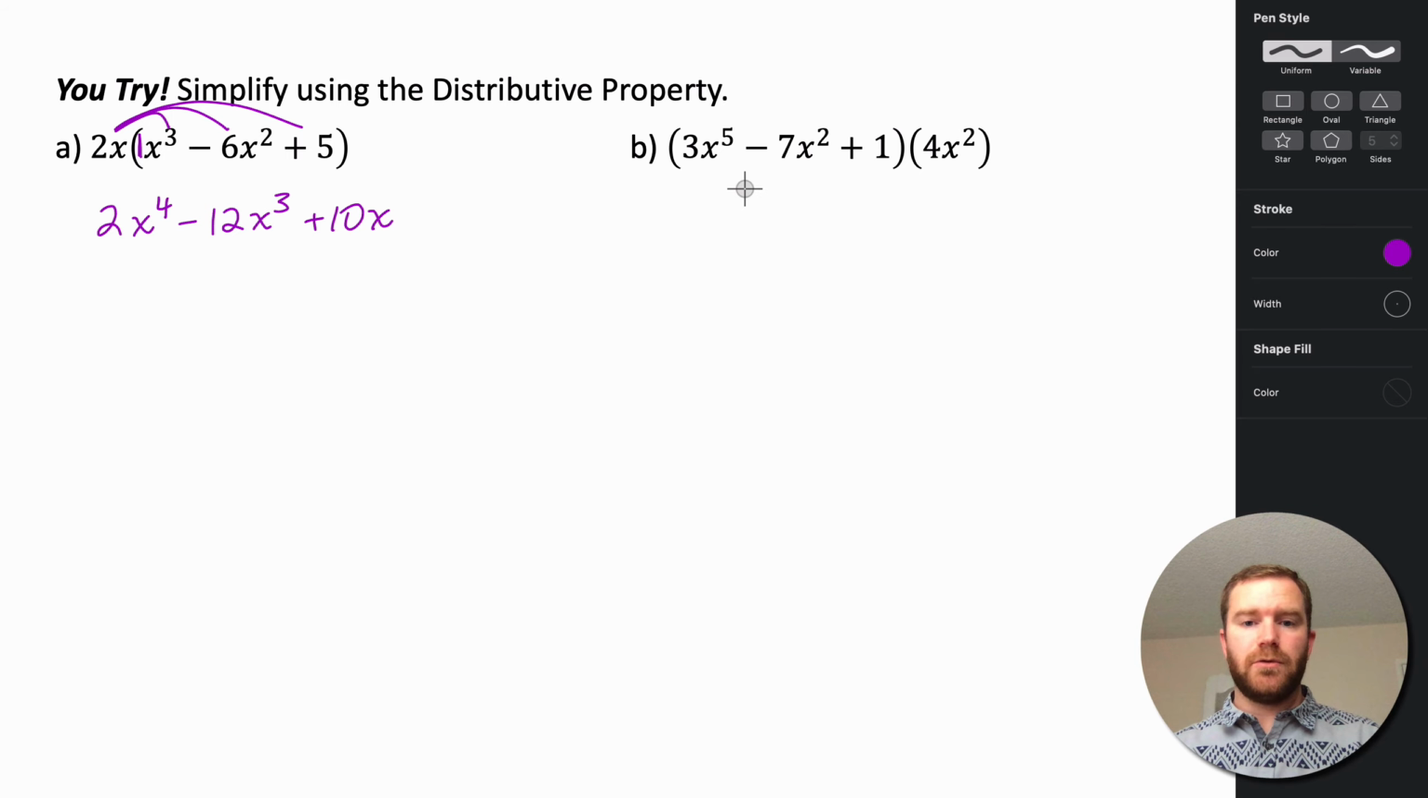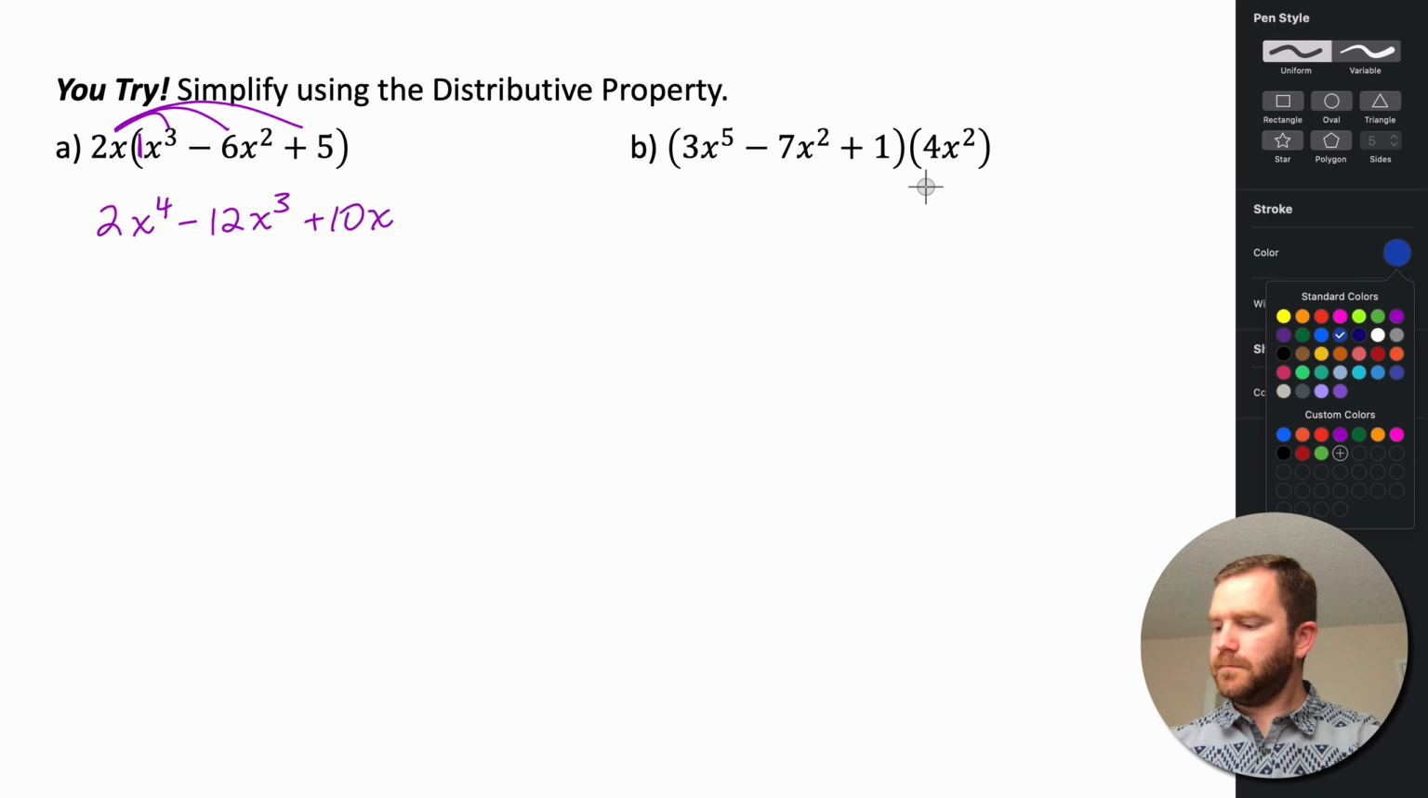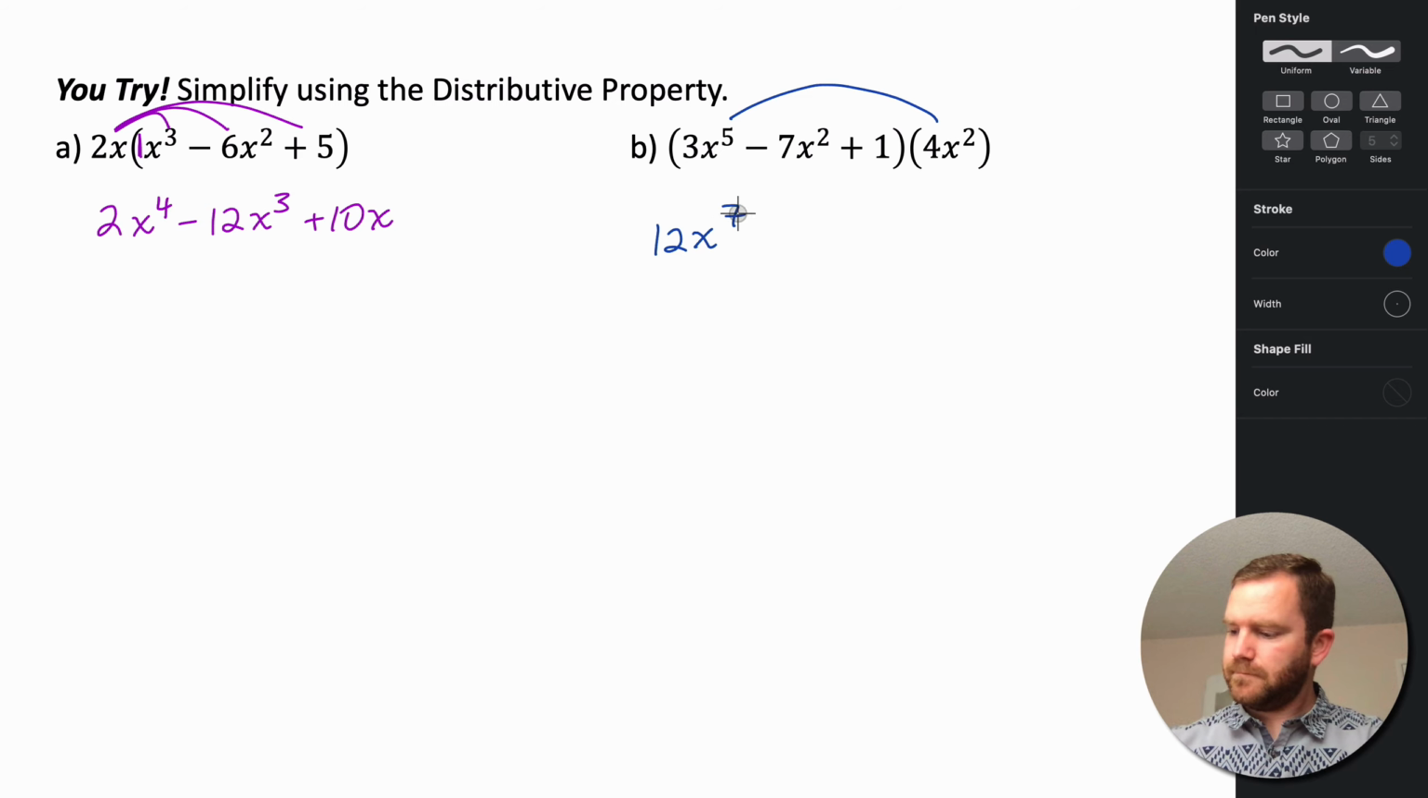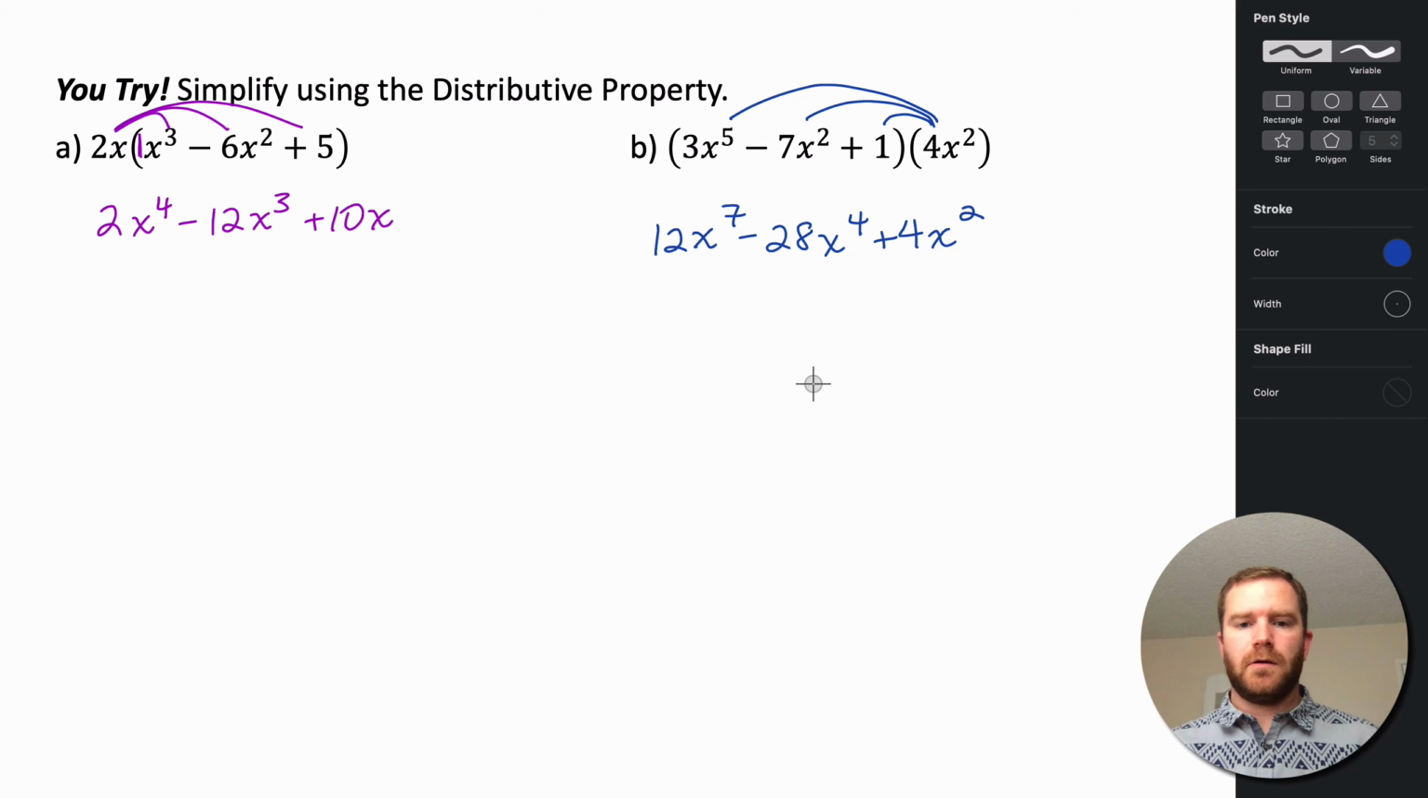Let's go ahead and work through this one. Go ahead and pause the video again and work through this one on your own. Okay. So for this problem, I chose to leave this monomial at the end. In the last one, I moved it because of the commutative property, and I wanted to just take it and distribute it through to all of my terms.